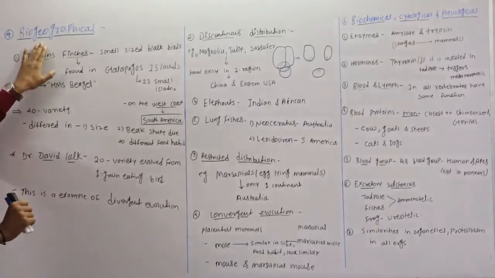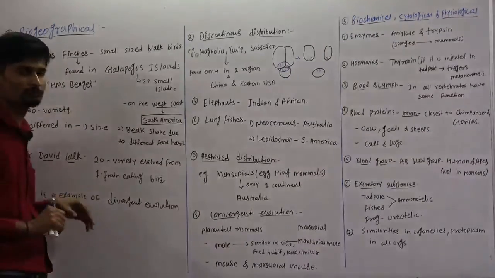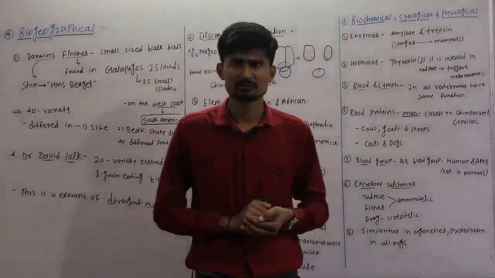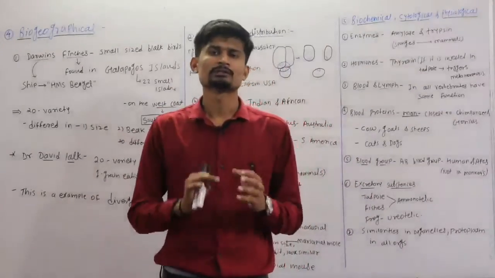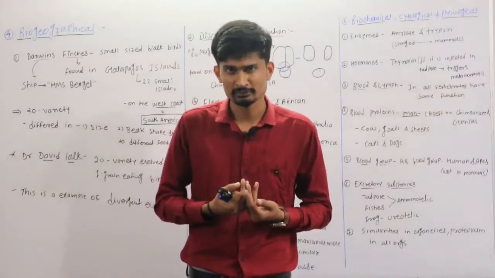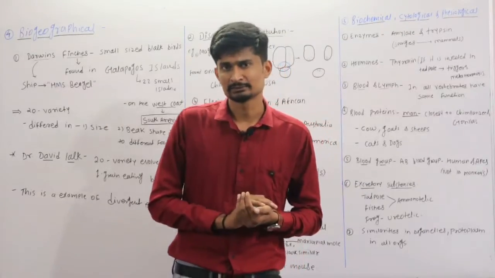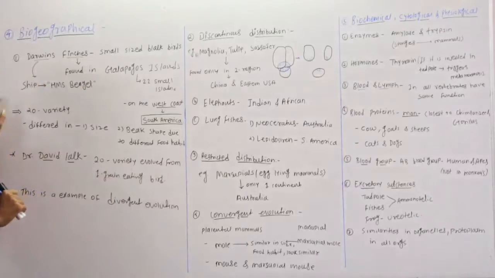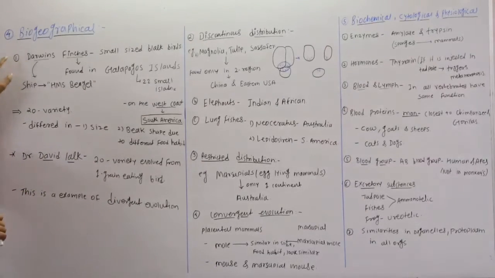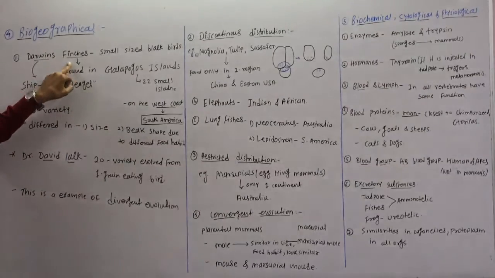This biogeographical evidence tells about the geographical conditions, the distribution of the different species, different organisms, in different geographical areas. So the first example from the biogeographical evidence is Darwin's finches.